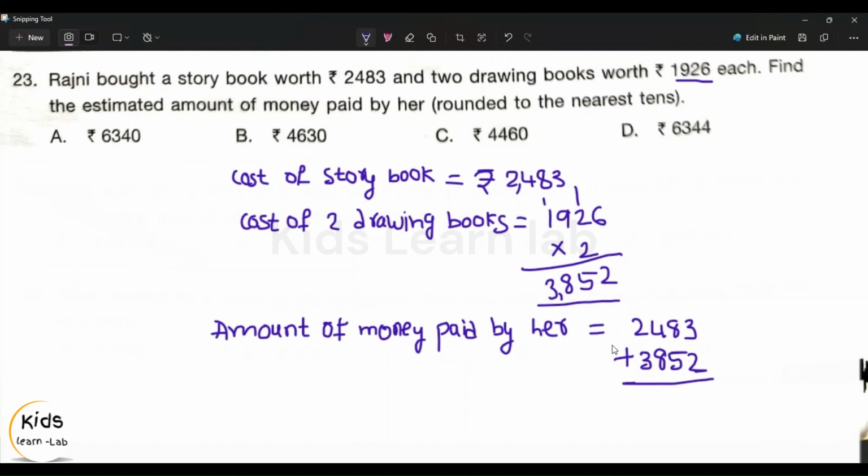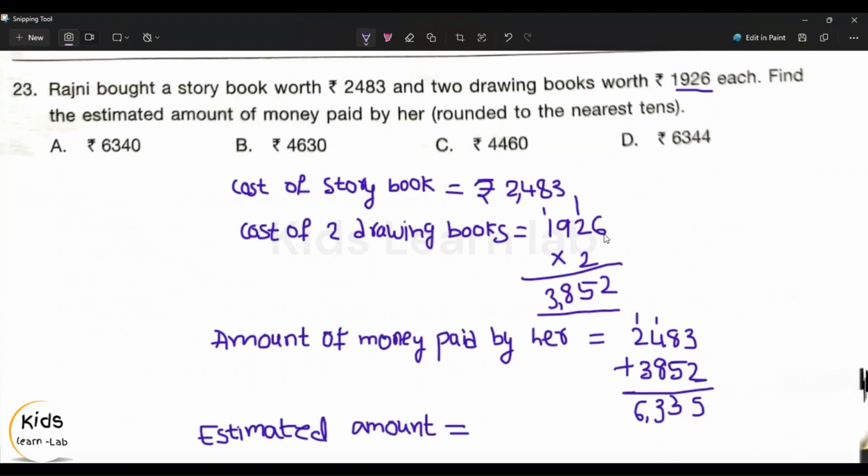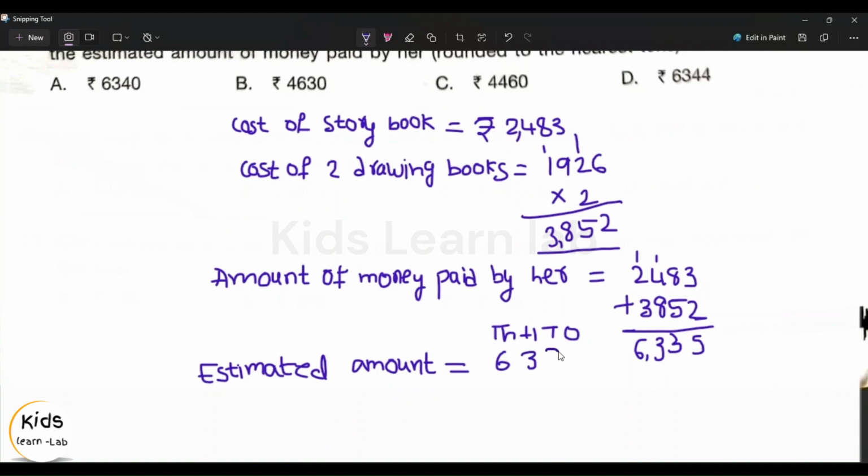Amount of money paid by her is equal to 2,483 plus 3,852. 3 plus 2 is 5. 8 plus 5 is 13. 1 carry. 1 plus 4 is 5. 5 plus 8 is 13. 1 carry. 1 plus 2 is 3. 3 plus 3 is 6. Estimated amount is equal to, rounded off to the nearest tens. So estimated amount is equal to rounding off to nearest tens.